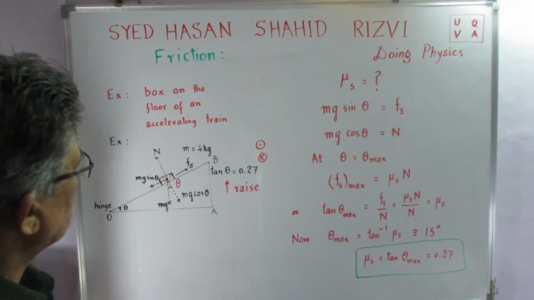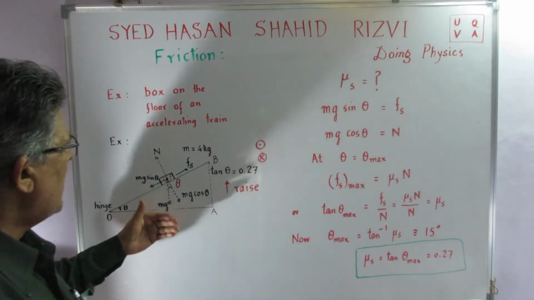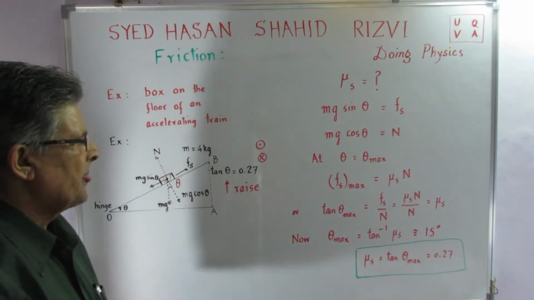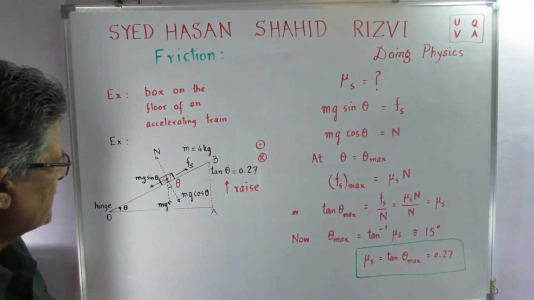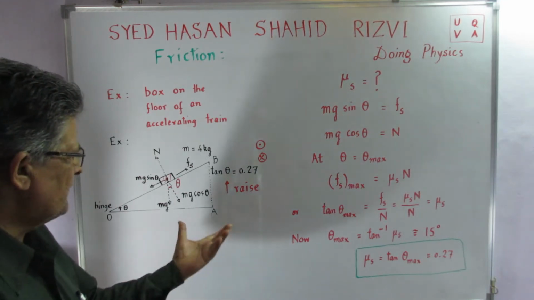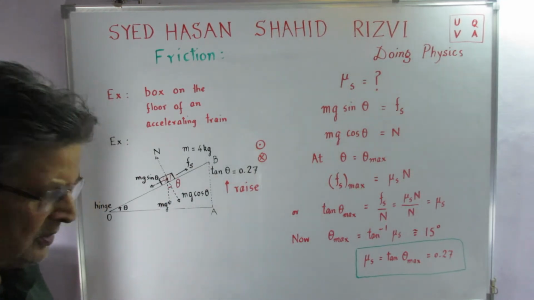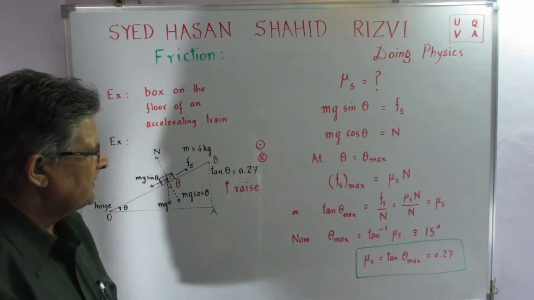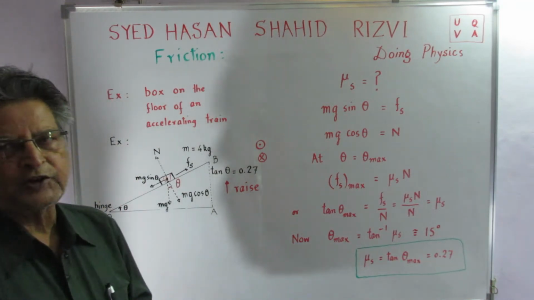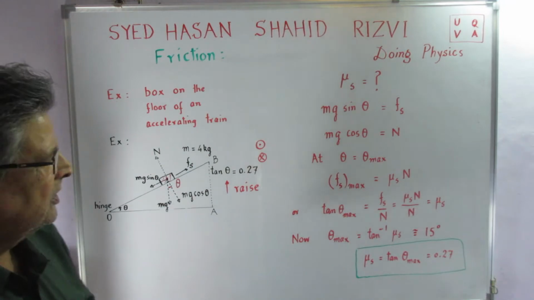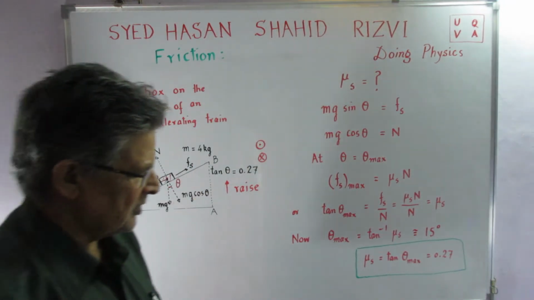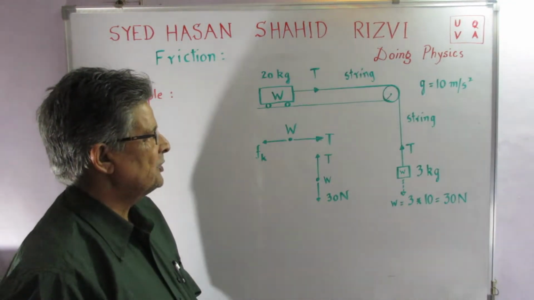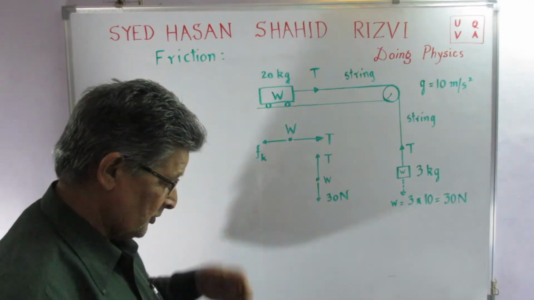So this is another example in which I have taken the nuances of the frictional forces, and then we move on to another situation in which there is a string attached to a mass, as also to a trolley which we want to move on a surface.